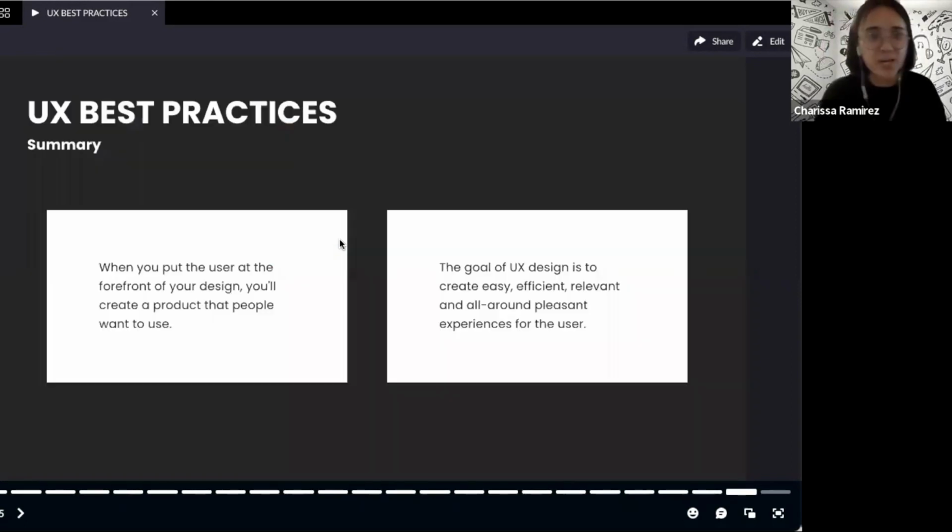Okay, so let's wrap this up with a quick summary. When you put the user at the forefront of your design, you'll create a product that people want to use. The goal of UX design is to create easy, efficient, relevant, and all-around pleasant experiences for the user.